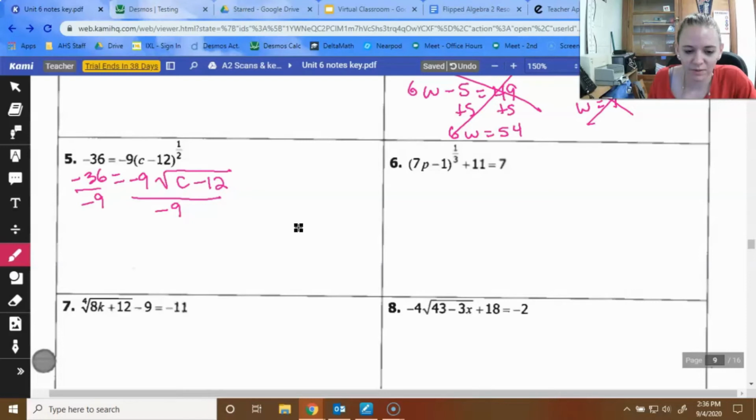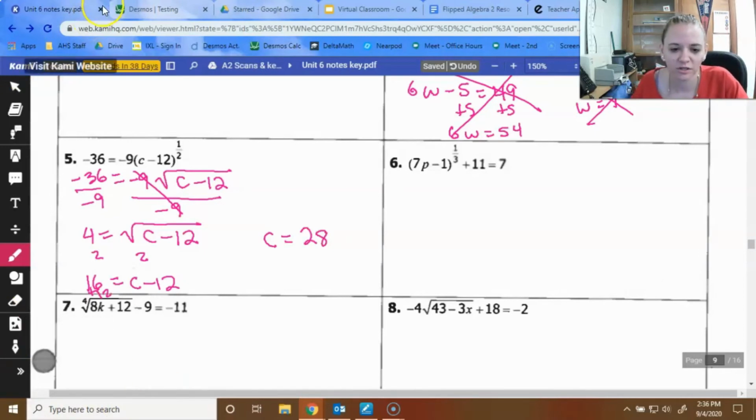Negative 36 divided by -9 is what? 4? Those will go away, so I'm left with radical of c minus 12. So this is where I check to see if this is negative. The negative went away, so we're good to keep going. Square both sides, so square this side, and I end up with 16 equal to c minus 12. I want to add the 12 to the other side, so adding 12 to 16 will give me 28.